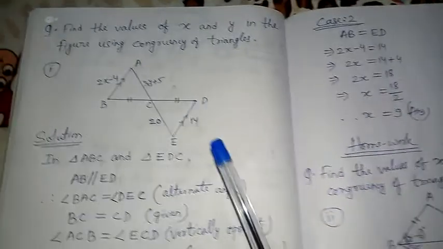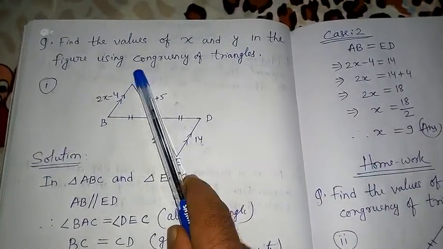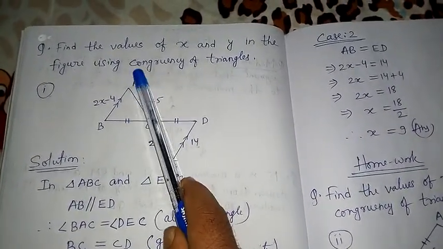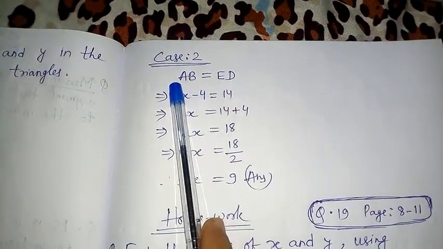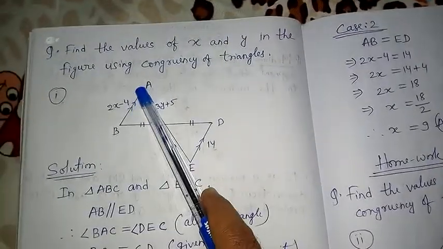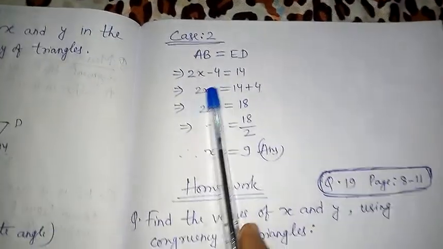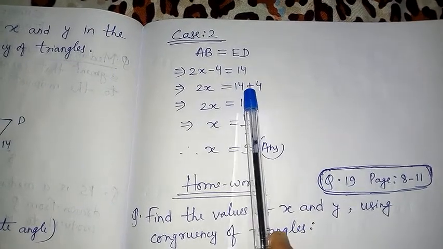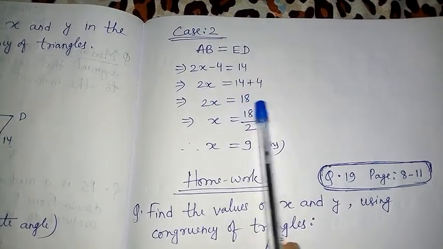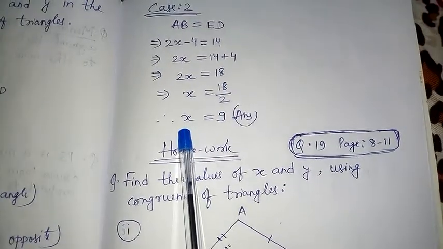Now second answer will be X value. AB equal to ED. So when these two triangles are congruent, then AB is equal to ED. Same thing, AB equal to ED. Value of AB you can see here, 2x minus 4, and ED is 14. So I have put the respective value. 2x equal to 14 plus 4, 2x equal to 18, x equal to 18 by 2, x equal to 9.